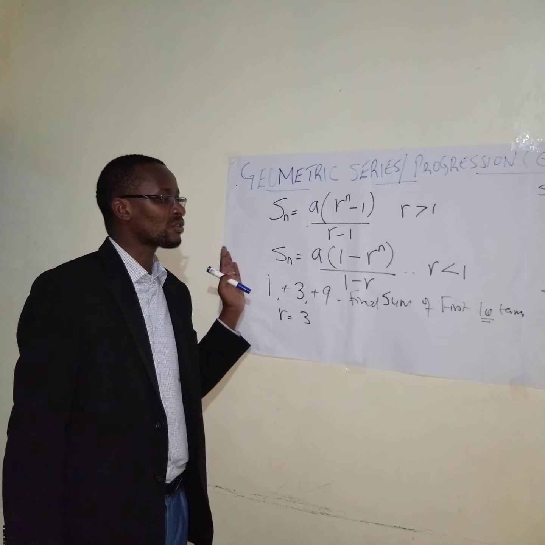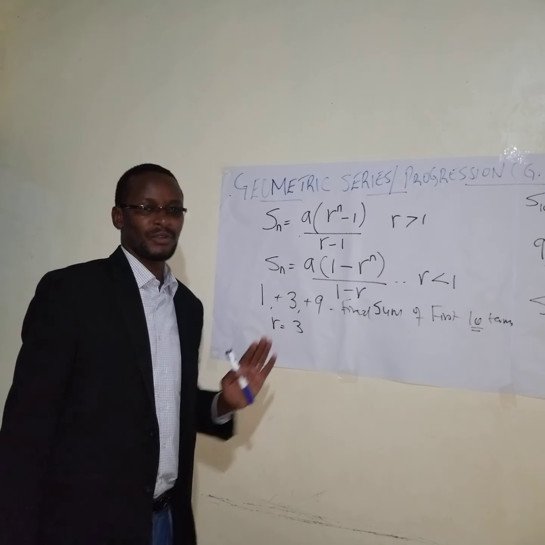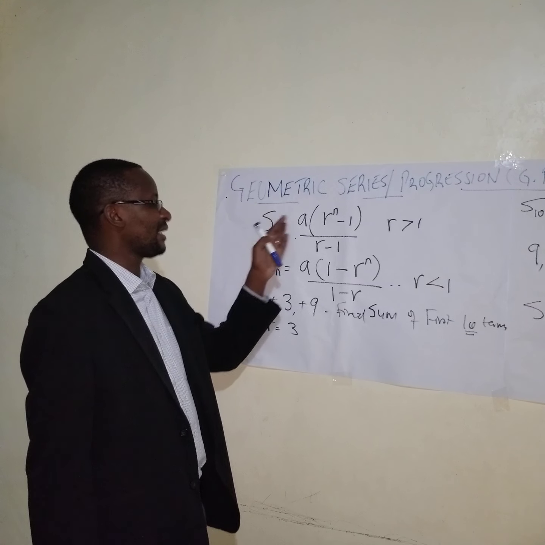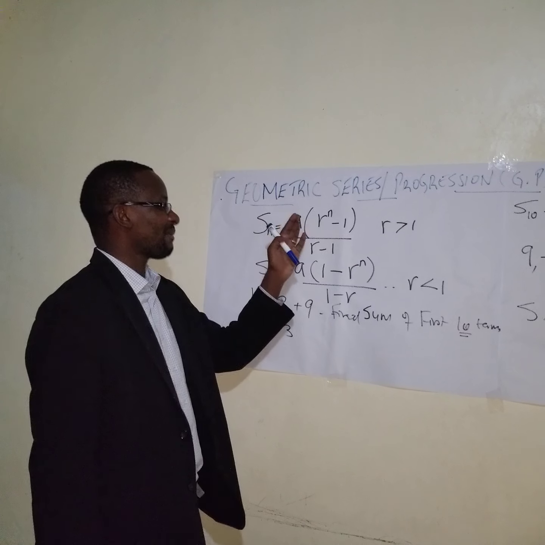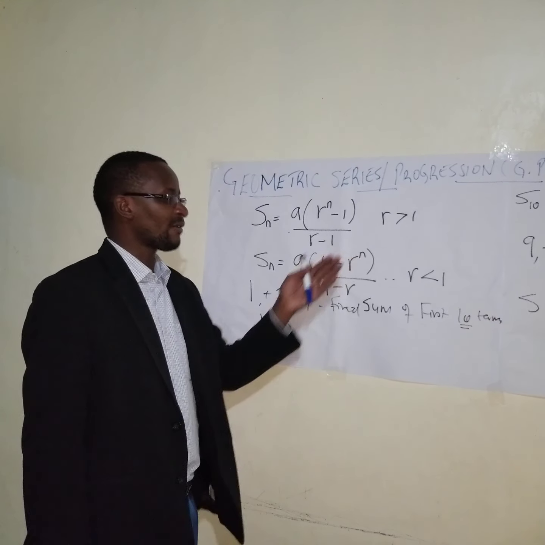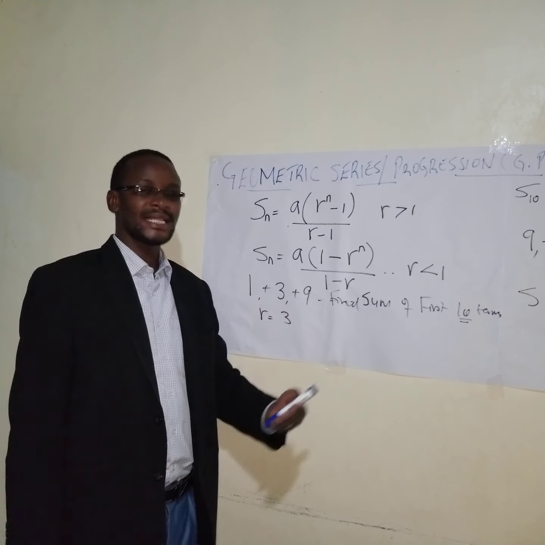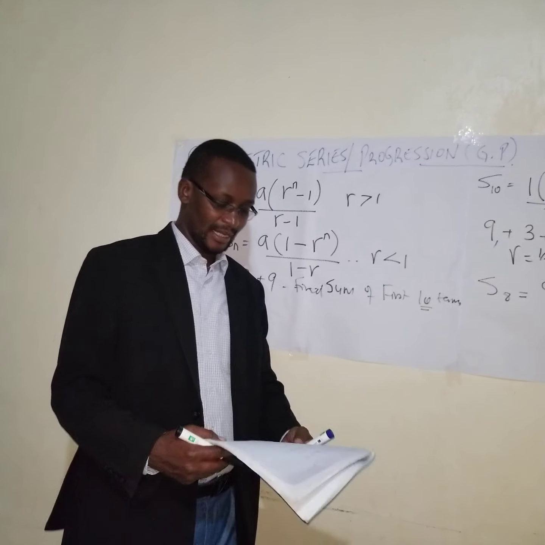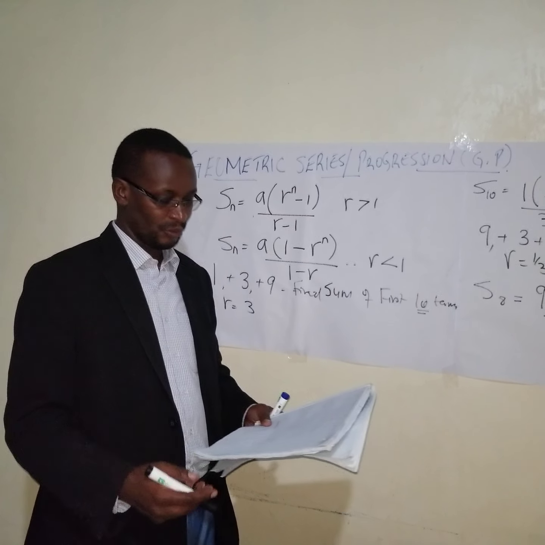So you can also be told to get anything else from that formula. You can be given the sum, then you get a. You can also be given the sum and everything else, including n, and you get r. So having known the formula, you can be able to use it in any way, depending on which area the question requires you to get.